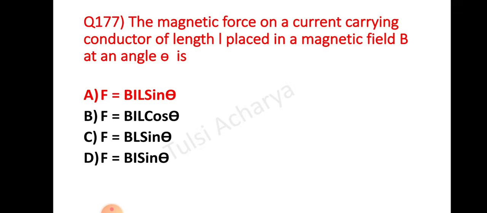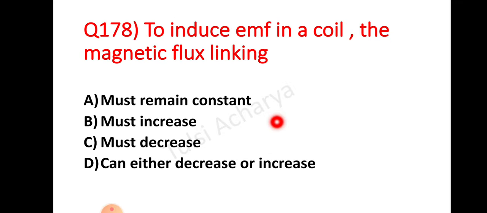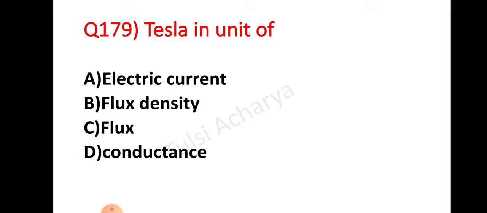Now let's move to question number 178. To induce EMF in a coil, the magnetic flux linking must change, that is either increase or decrease. That is option choice D. Now let's move to question number 179. Tesla is the unit of magnetic flux density. I think this is a repeated one.